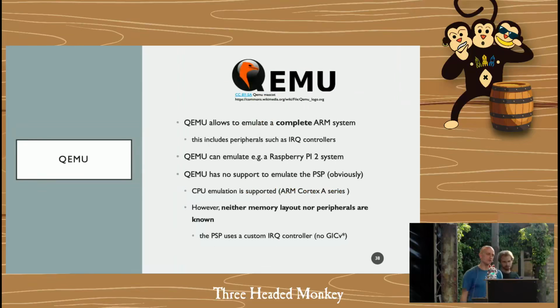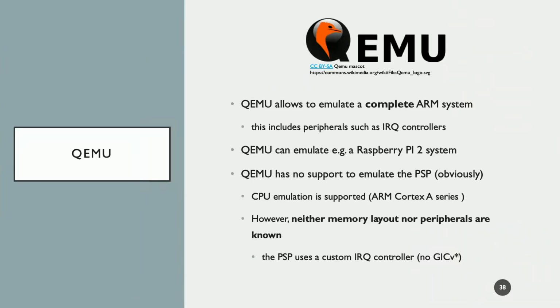One of the most common emulators, which is also open source, is QEMU. And QEMU has support for ARM. This is good, because the PSP is also an ARM CPU. QEMU can, for example, emulate a whole Raspberry Pi 2. But of course, QEMU does not have support for the PSP. It's a proprietary, deeply embedded core, where there's no information publicly available.